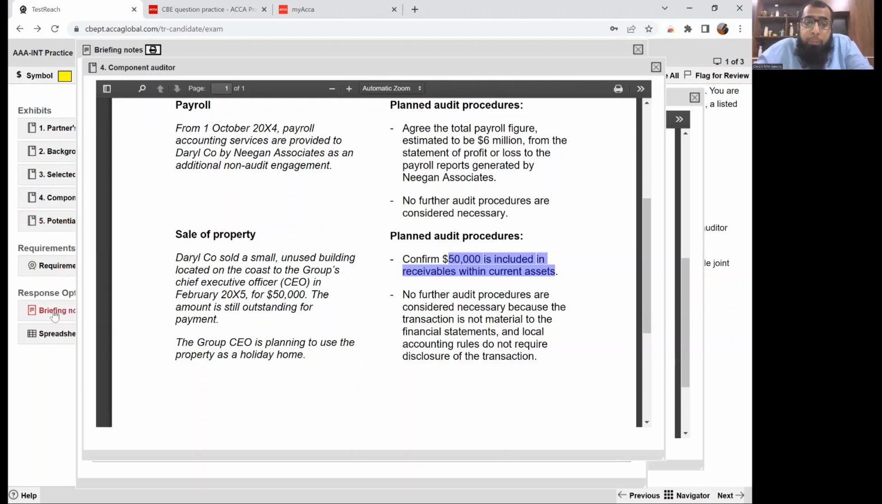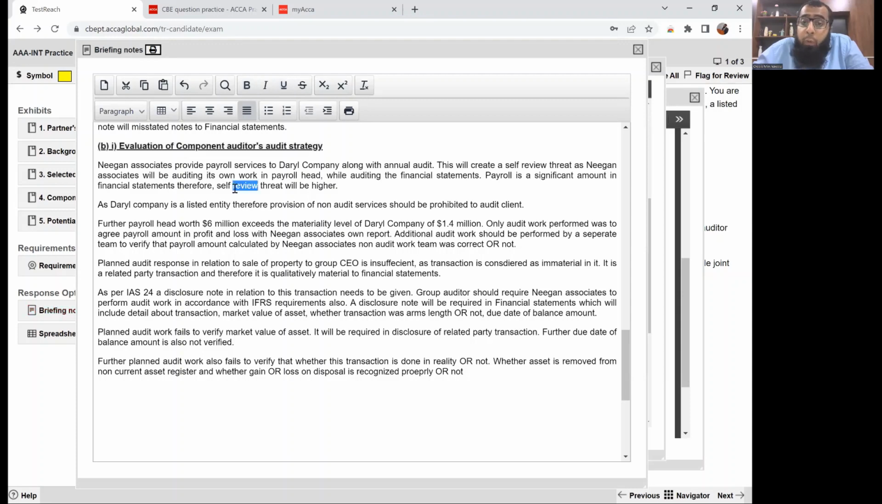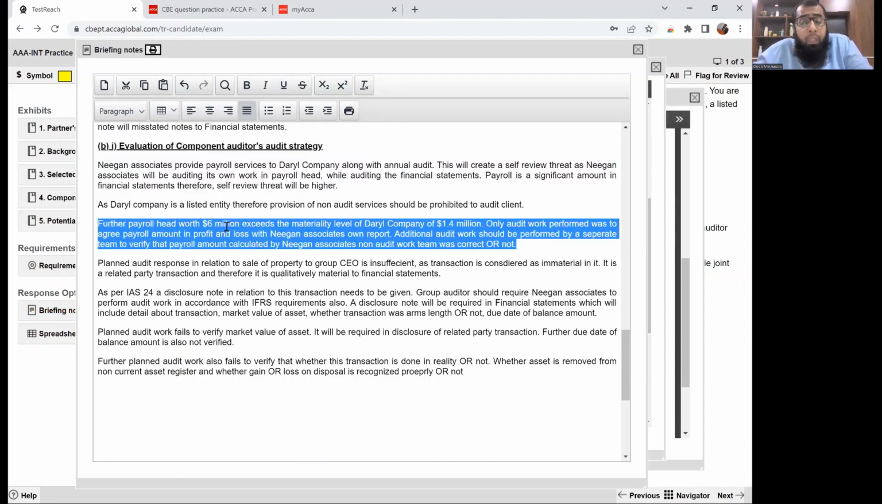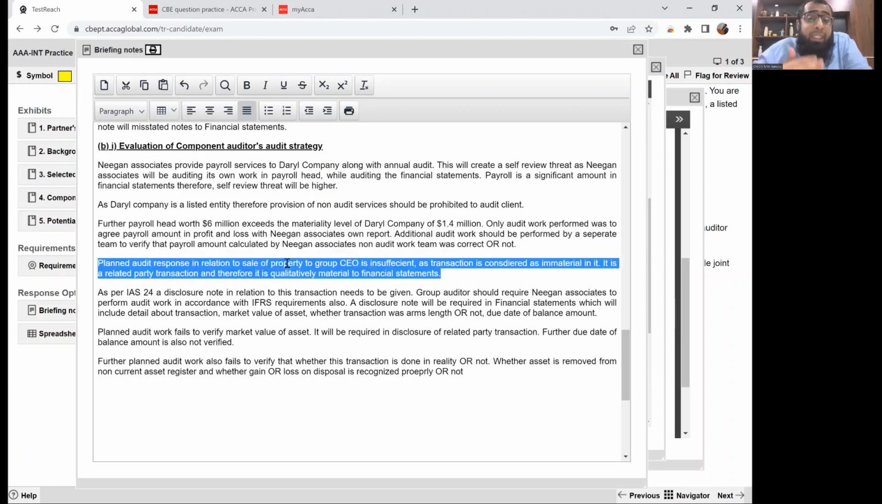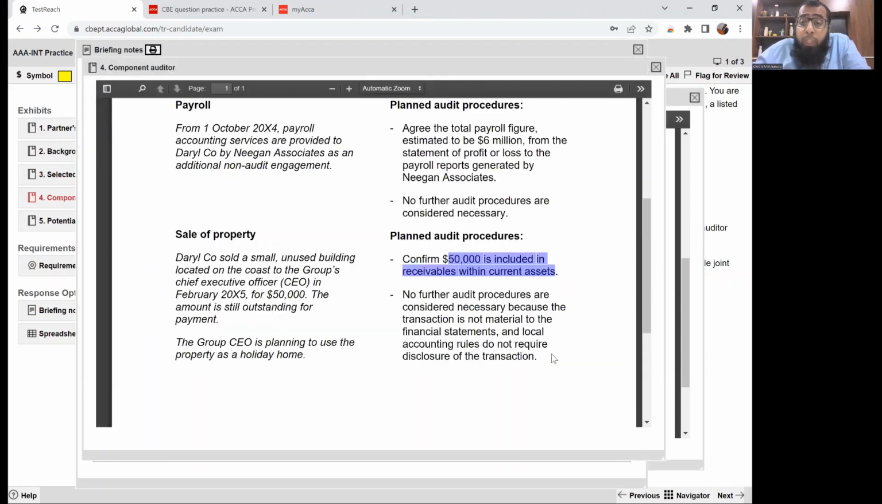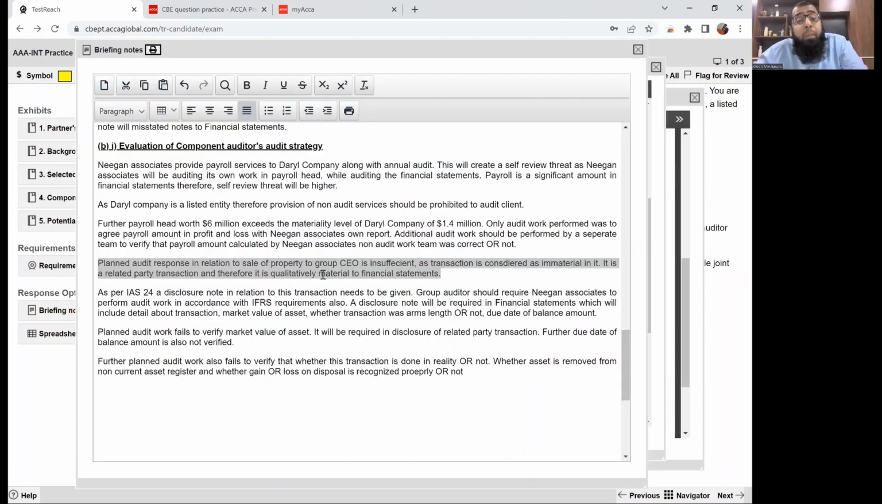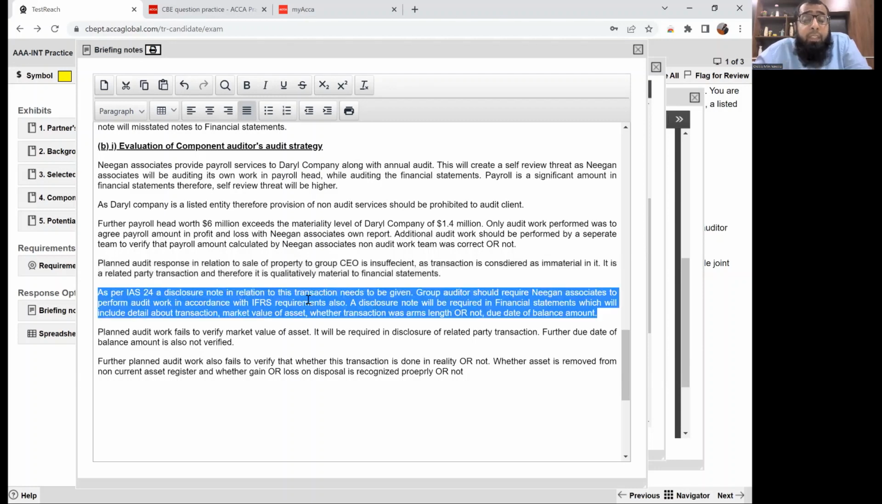So we argued that in relation to the payroll, there is a self-review threat. It's not permitted in a listed entity. And the audit work performed is insufficient. Then as far as the group CEO transaction is concerned, it is considered immaterial, which is wrong. If you look at the component auditor strategy, he says that it is not material. Why is it not material? It's a related party transaction. It is material due to its nature. It's qualitatively material. Then we discussed that as per IFRS, a disclosure note will be required.